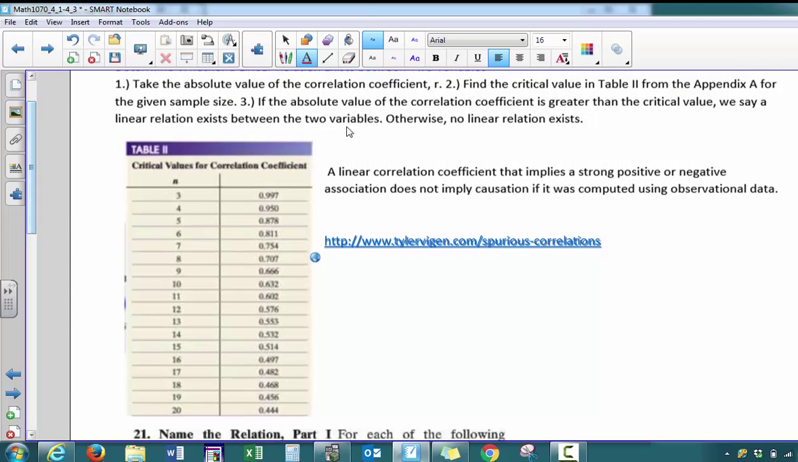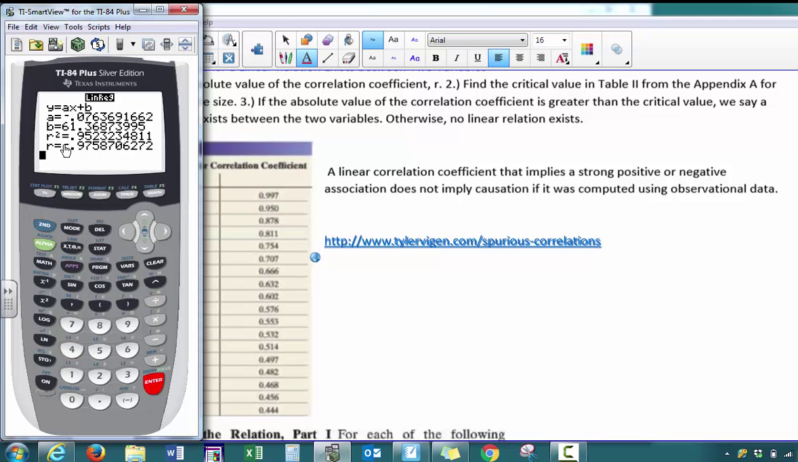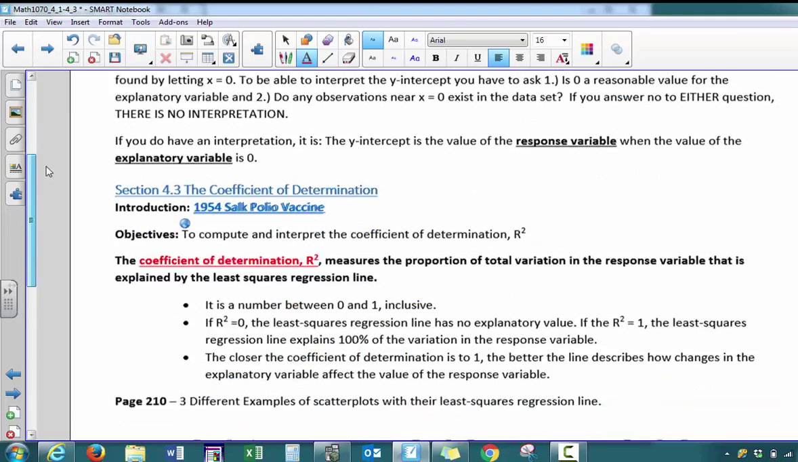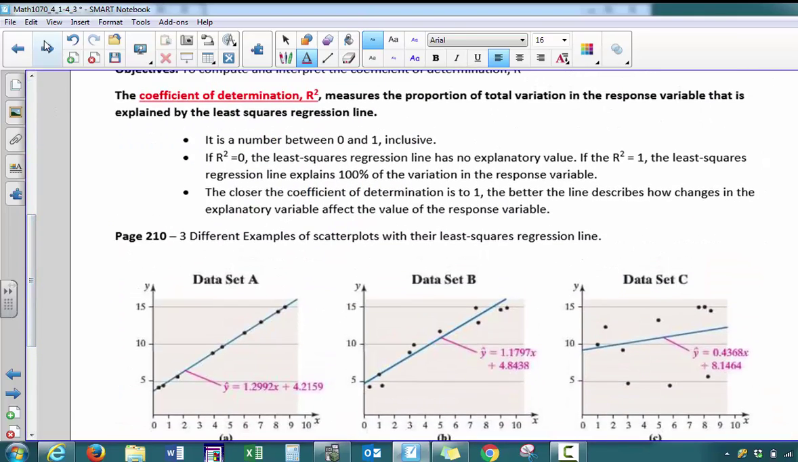So if the absolute value of our correlation coefficient is greater than the critical value, we say a linear relationship exists. Our R value is negative 0.976. We take the absolute value of that, we get 0.976. That value is larger than 0.811. So we say yes, a linear relationship does exist.